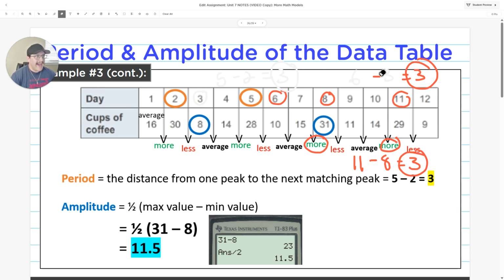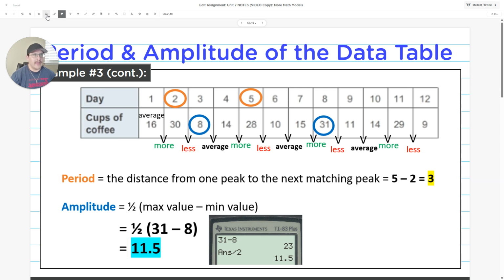Now, the amplitude is found through the maximum and the minimum. So now we're going to look at the y values. We just looked at the x values. Now we're going to look at the y for the amplitude. Amplitude is half the maximum minus the minimum. So look for the highest part, which is 31. This is the max. Look for the lowest part, the minimum, which is the 8. We're going to take half of that and find our amplitude. So 31 minus 8 times 1/2.